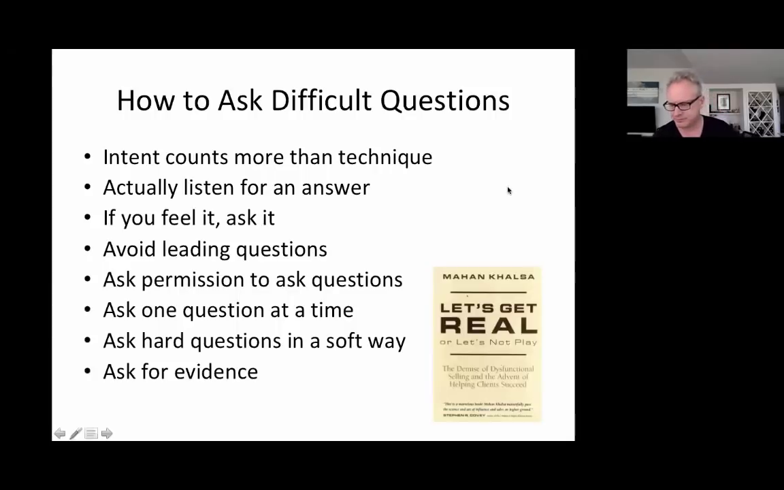So this is from Mahan Khalsa. I'm going to do something that I probably shouldn't, and that is, I have a copy of the original "Let's Get Real, Let's Not Play" course. It's like 10 CDs. It was several thousand dollars back in the day, but nobody even has a CD player. I'm going to load that onto a Dropbox folder. It's all audio. It's actually written by Mahan.